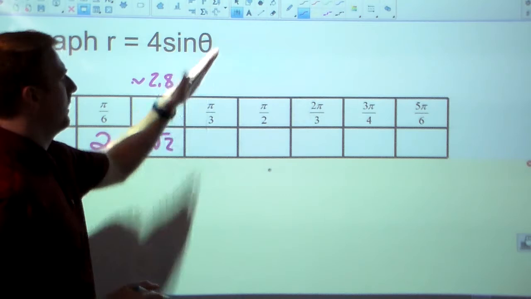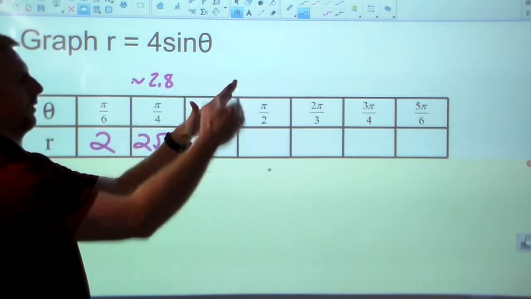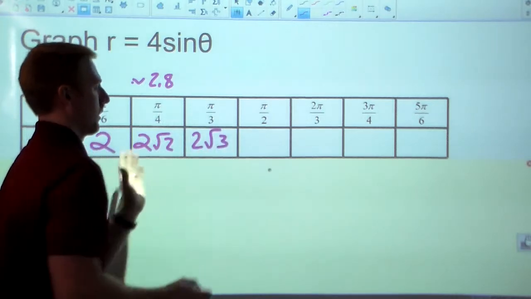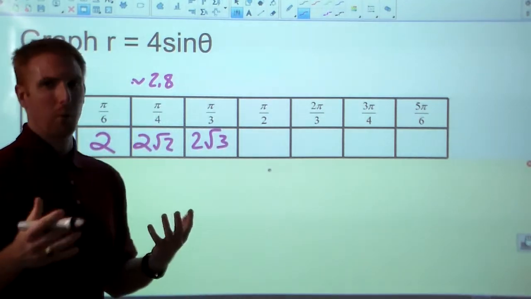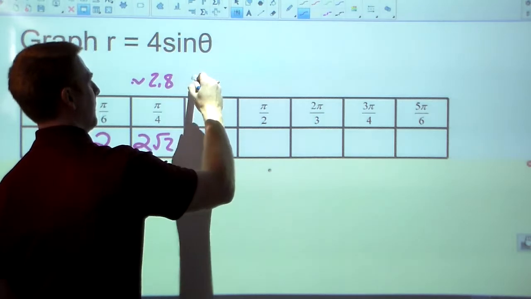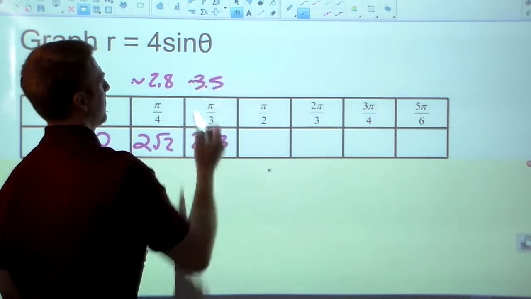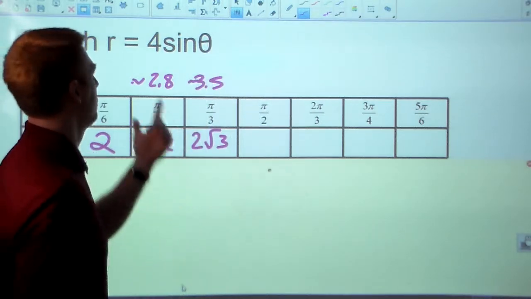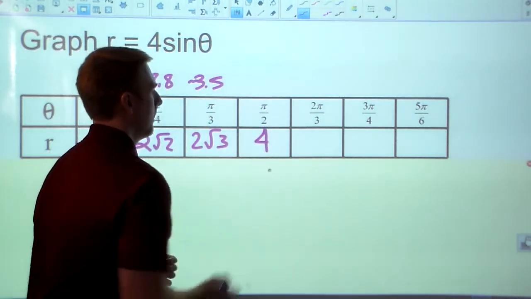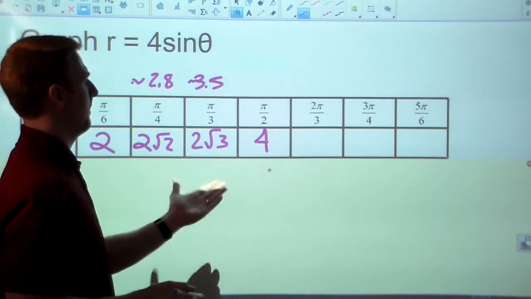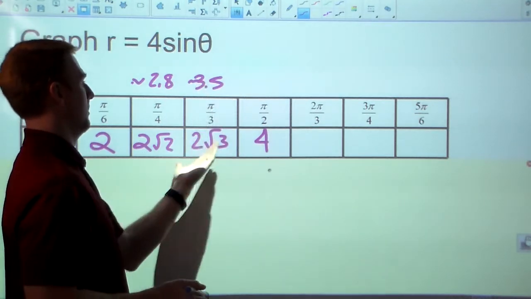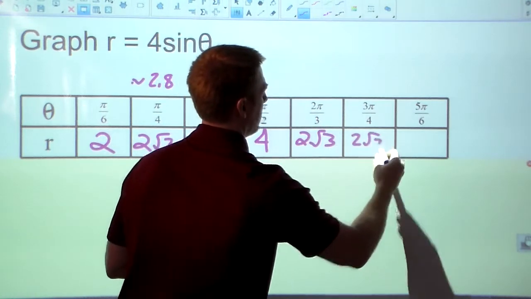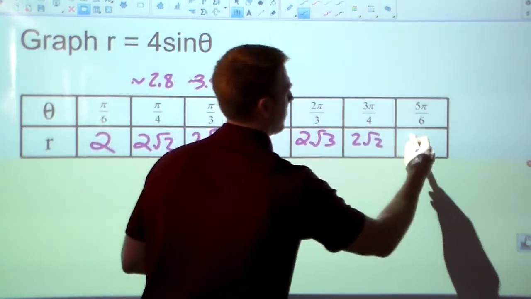All right, pi over 3. Well, that's square root of 3 over 2 for the ratio. So 2 times the square root of 3 if you work it all out. Square root of 3 is about 1.7, so double that is about 3.5 roughly. All right, pi over 2. Well, sine pi over 2 is 1, so 4 times 1 is 4. And then it's going to repeat from there because you're going to have the same things you just had. So 2 square root of 3 again, 2 square root of 2 again, and 2 again.